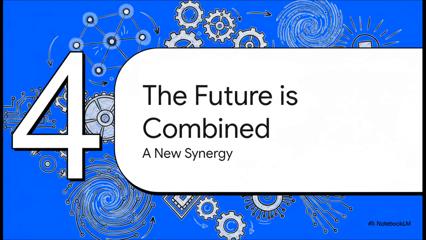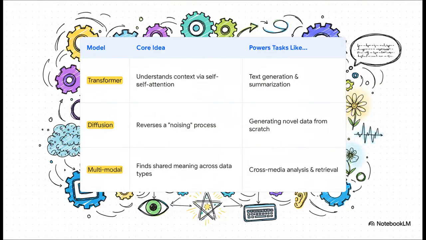So, as we wrap things up here, it's pretty clear that the amazing generative AI tools we're all using today aren't the result of just one single breakthrough. No, it's about how all of these powerful ideas are coming together. So let's do a super quick recap. We've got transformers using self-attention to master the context of language. We've got diffusion models, which learn to reverse chaos to create brand new things from scratch. And we have multimodal models, which are building that unified map of meaning across all these different types of data.